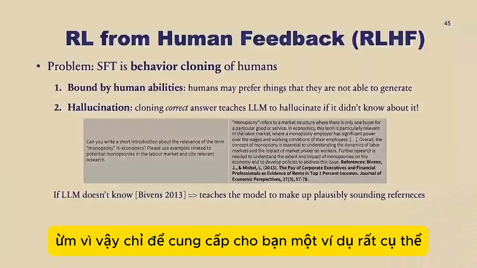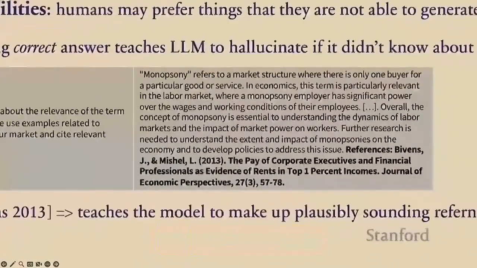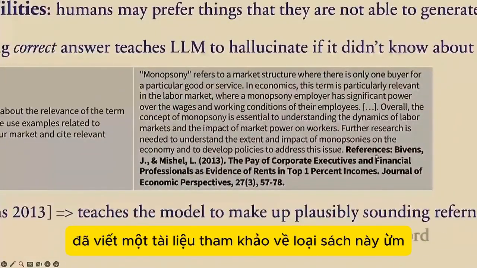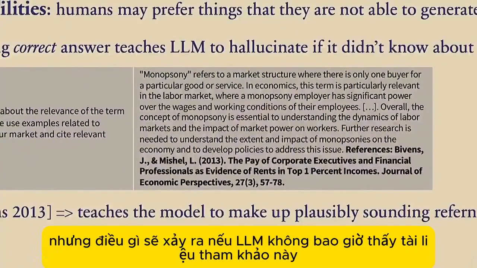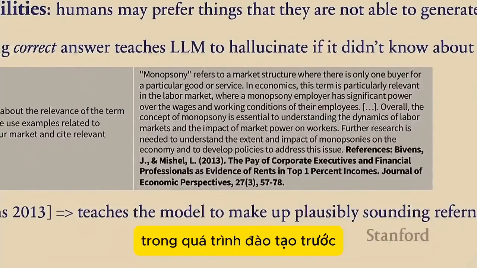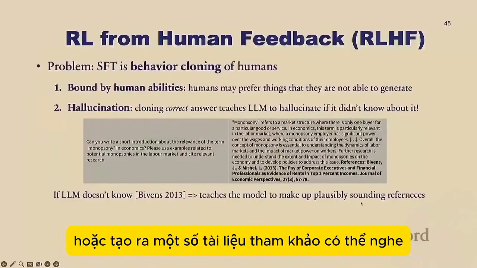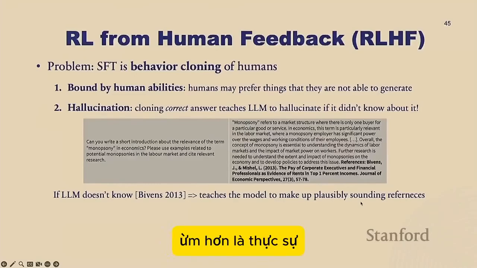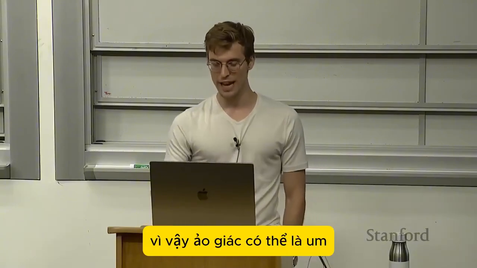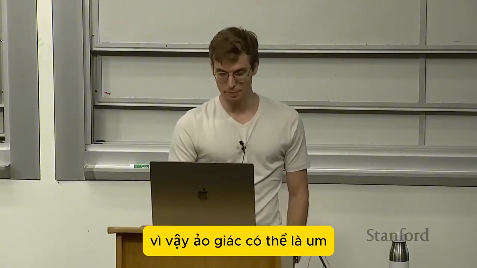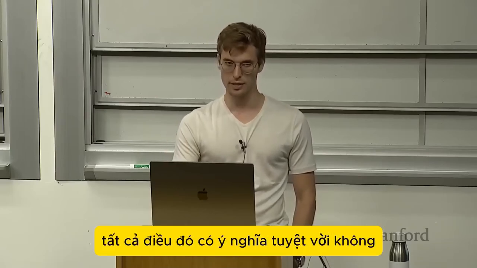Just to give you a very concrete example, if we go back to this monopsony example, can you write blah, blah, blah about monopsony? Imagine that the human wrote a reference on this type of book. And that book might exist. That might be a correct reference. But what if the LLM never saw this reference during pre-training? Then it doesn't know that it's a correct reference. So really what you tell the model is to make up some plausible-sounding reference rather than actually tell the real reference that it saw during pre-training. So hallucination might be caused by this SFT. That's problem number two. Does that all make sense?